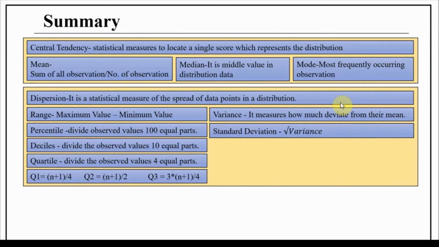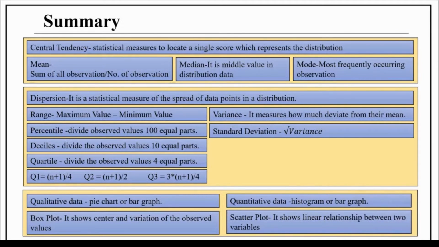Now dispersion. It is the statistical measure of the spread of data points in the distribution, and it can be measured in two ways. The first one is range, which is the difference of the maximum value and the minimum value. Then percentile, which divides the observed values into 100 equal parts. Decile, which divides the observed values into 10 equal parts. Quartile, which divides the observed values into 4 equal parts. The other way to measure dispersion is variance, which measures how much is the deviation from the mean, and the standard deviation is the square root of variance.